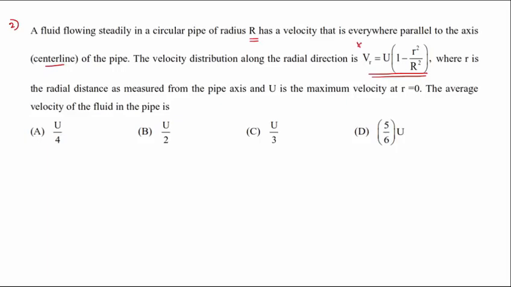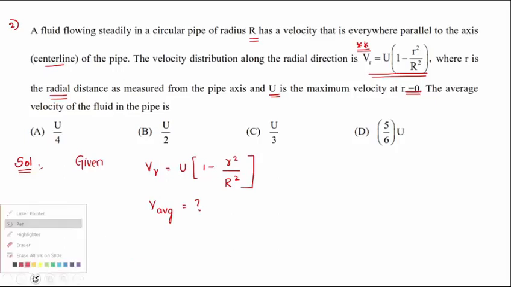By seeing the equation here, we will say that the question is from laminar flow, where r is the radial distance measured from the pipe axis. u is the maximum velocity, and R is the radius of the pipe. Average velocity is what is asked. So when I take the solution for this question, given Vr, the velocity at a radial distance, is u into 1 minus small r square by capital R square. This is the given data. He is asking you how much the average velocity is.